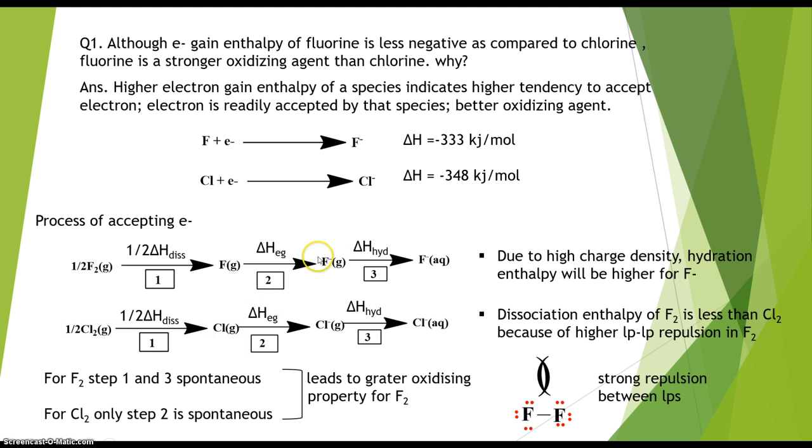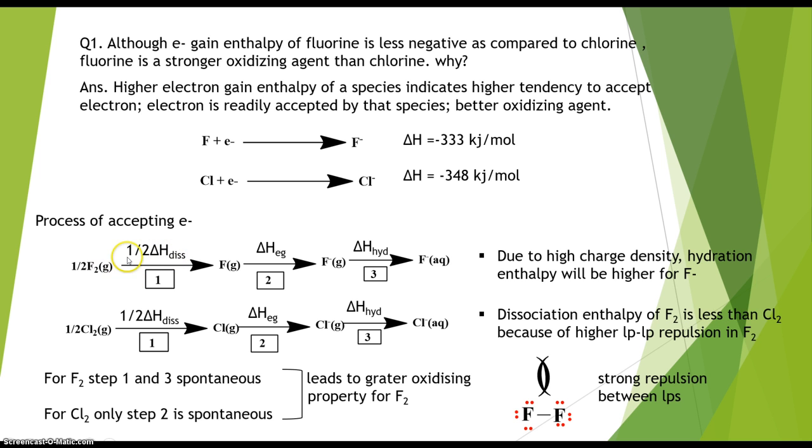Now in the third step, F minus will be hydrated in presence of water, and it is termed as F minus aqueous. Similarly, Cl minus will be hydrated to produce Cl minus aqueous, and the energies involved are enthalpy of hydration for F minus and enthalpy of hydration for Cl minus. So these are the three steps in which fluorine is accepting electron. Now let's discuss the steps one by one and compare the relative spontaneity of the steps for fluorine and chlorine. So let's start with the first step.